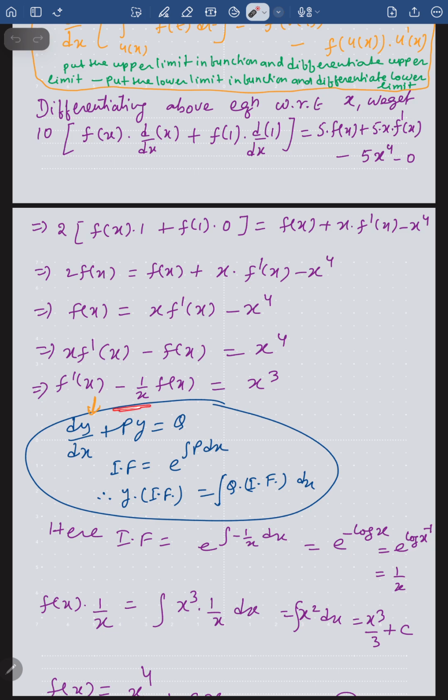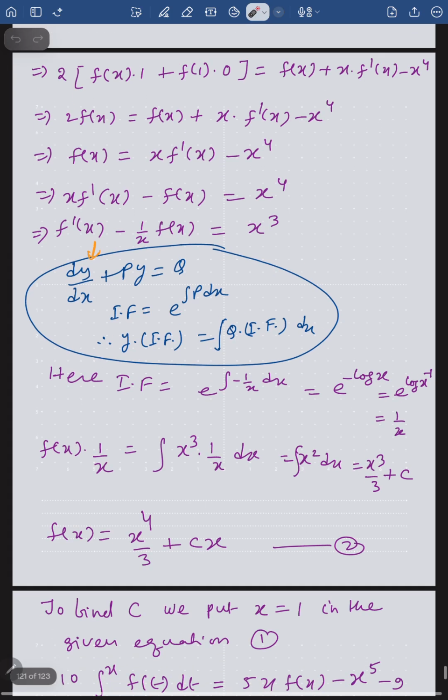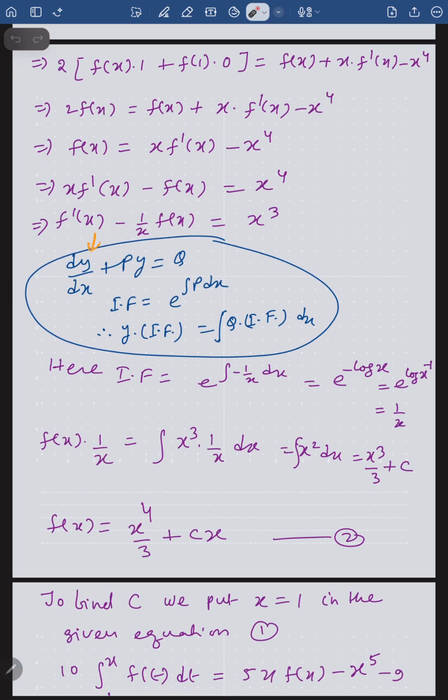Here P is minus 1 by x, and then finally, integration gives y into the integrating factor equal to the integral of Q into the integrating factor into dx. So we will apply this here. The integrating factor is e raised to the power integral of minus 1 by x dx, equal to e raised to the power minus log x, because the integration of 1 by x is log x. So e raised to the power log x to the power minus 1, because whatever is in multiplication will be raised to the power of the log.